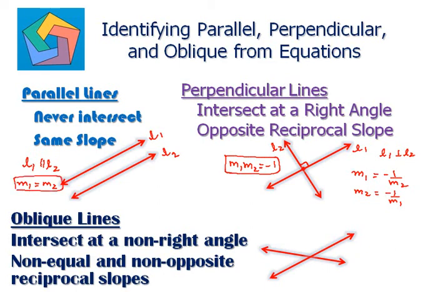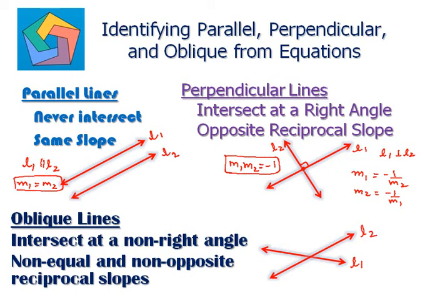Oblique lines intersect at a non-right angle, with non-equal and non-opposite reciprocal slopes. That is, oblique lines, suppose this is L1, this is L2. L1 and L2 are oblique lines. They are neither parallel nor perpendicular. They intersect at a non-right angle.